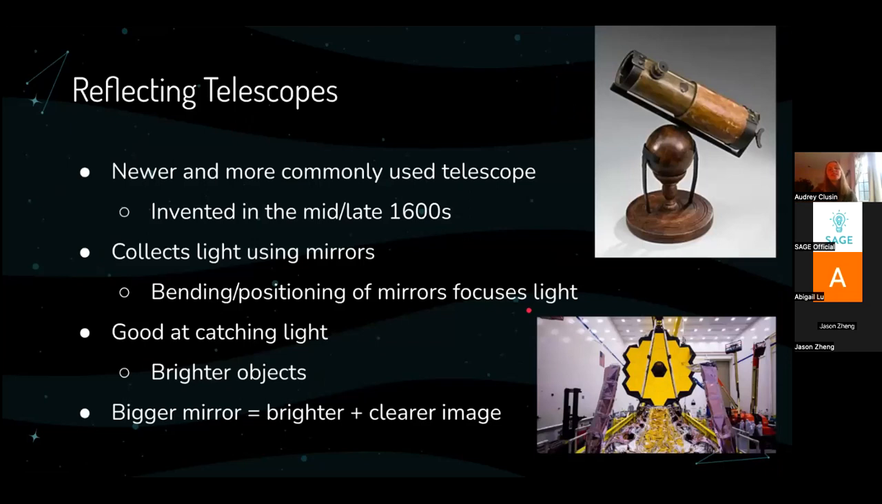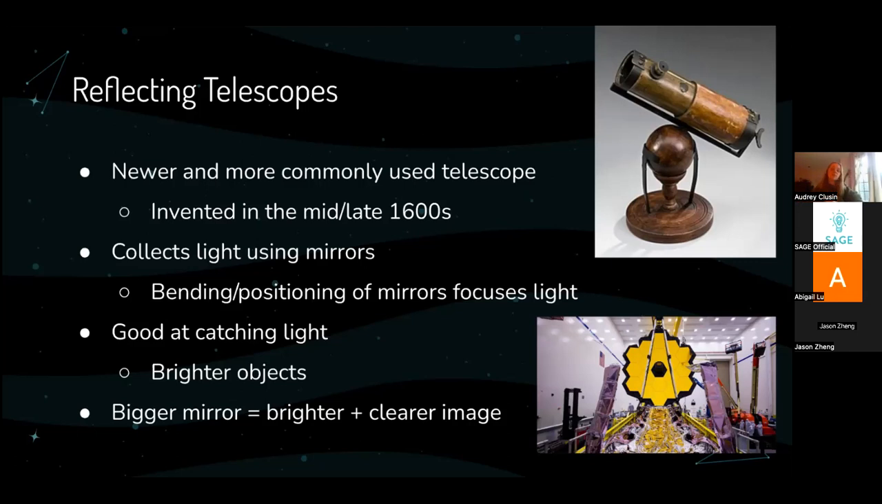There's also reflecting telescopes, which are newer. They were still invented in the late 1600s, though. It collects light using mirrors and then bends the light a little bit and positions the mirrors and focuses the light into your eye. So this one is really good at catching light. It has an advantage in that it can see objects that aren't as bright in the sky and it makes them brighter.